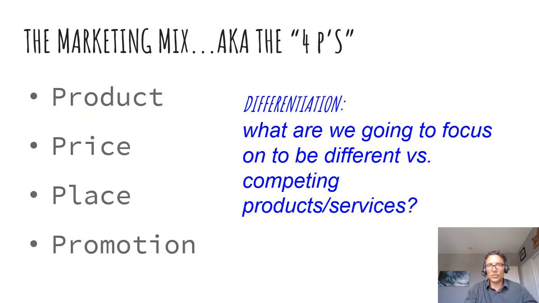On the left here, you see the marketing mix, also known as the 4 Ps: product, price, place, and promotion. Marketers are responsible for all 4 of these elements: coming up with products, pricing those products, determining where they're going to sell those products, and how they're going to promote those products. The concept of differentiation is this.